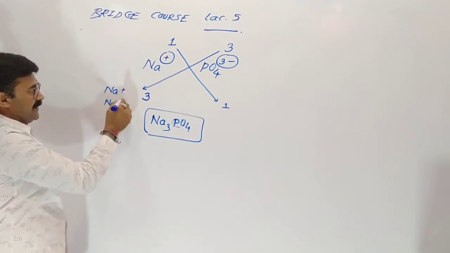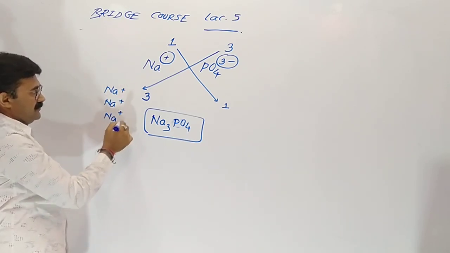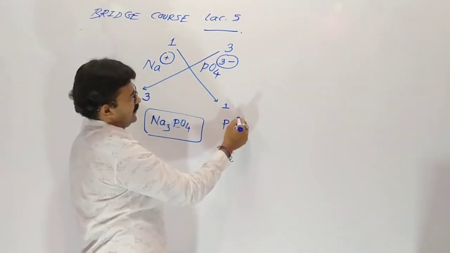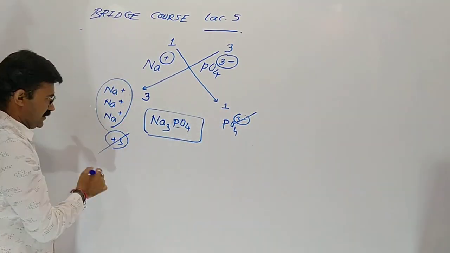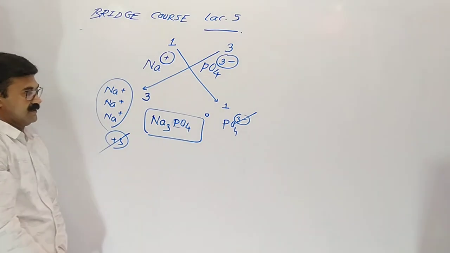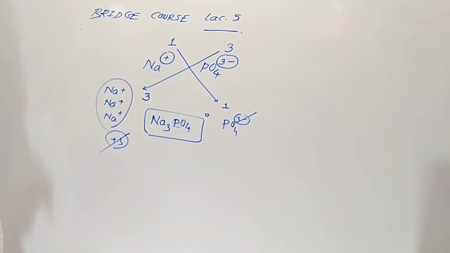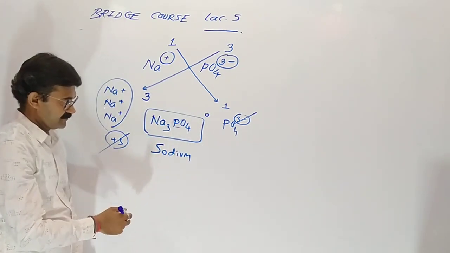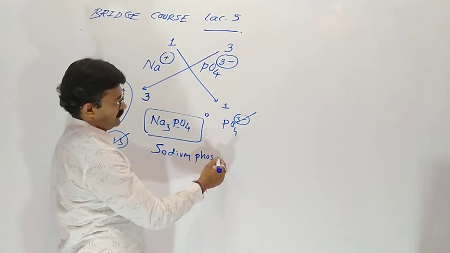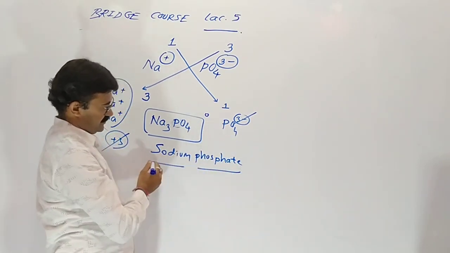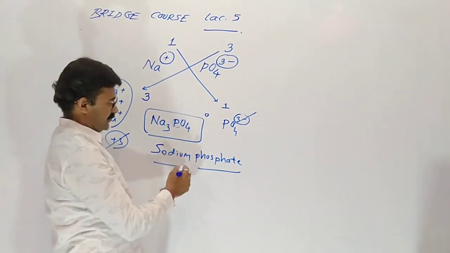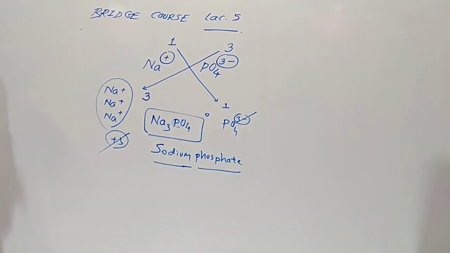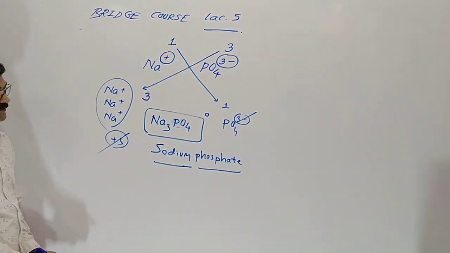Why are we taking 3 times sodium? So the total will be plus 3. Phosphate has minus 3. So minus 3 and plus 3 cancel, because the compound should be neutral. Here the name: sodium and phosphate. First the positive radical comes in nomenclature, then after that the negative ion. So sodium phosphate is the name of the compound. Understood?